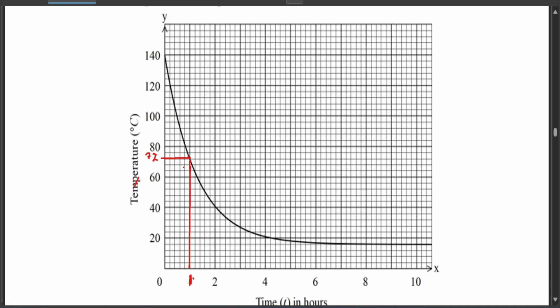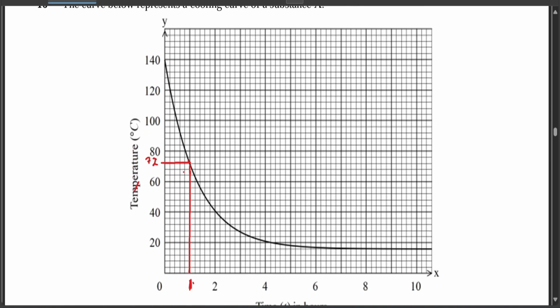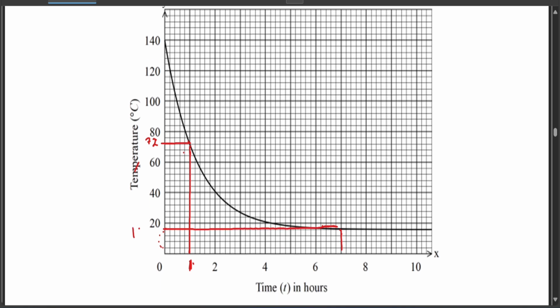And T equal to 7 hours. So 7 hours is basically here. It's around here, which is, let's say, around 4, 8, then we have 12, then 16. So it's 16.